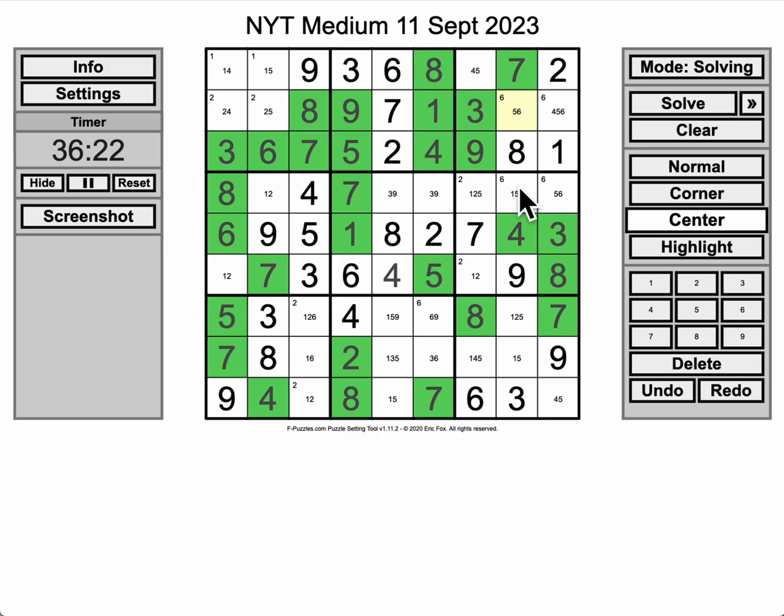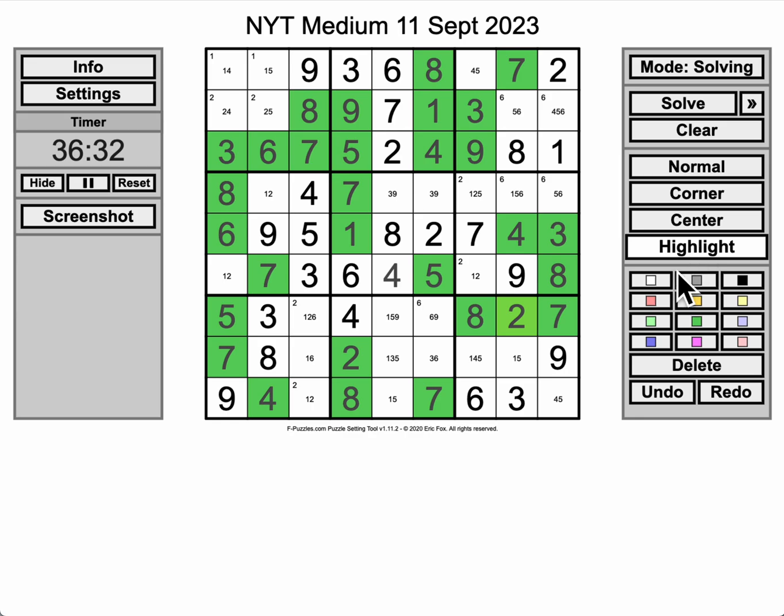Let's see, this can't be a 2. This can't be a 2 because of these. This can't be a 2 because of that. So next deduction is that's a 2. That forces this not to be 2, which forces that to be a 2. Yep, 1, 6, that looks right.